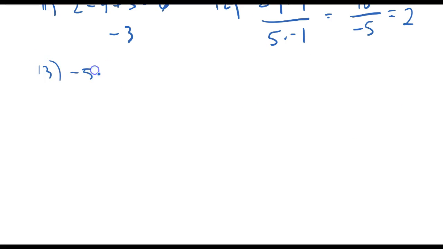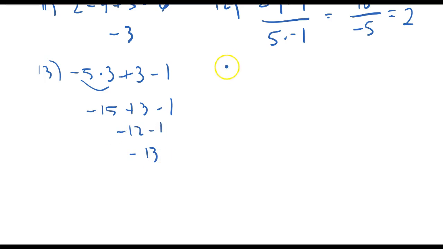Okay, negative 5 times 3 plus 3 minus 1. You're going to want to multiply first. So negative 15 plus 3 minus 1. And then that would be negative 12 minus 1. Negative 12 minus 1 is negative 13.